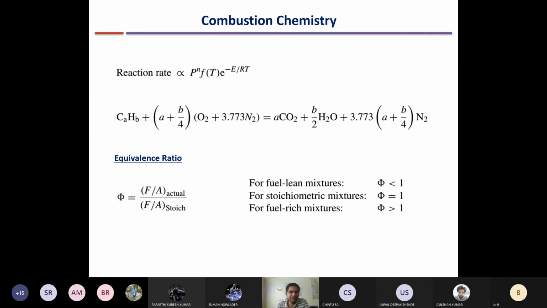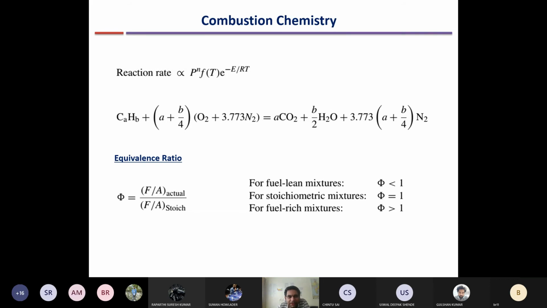We will define something called an equivalence ratio. This equivalence ratio is based on the actual fuel air ratio. How will you calculate the actual fuel air ratio in the combustion chamber? By energy balance, right? We have done it so many times for all these problems. By energy balance and the outlet and inlet temperature, we can find out the actual air fuel ratio.